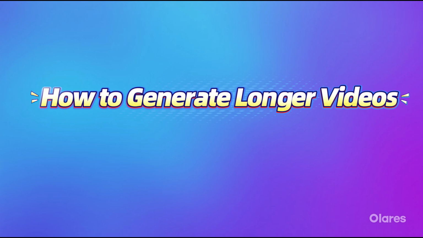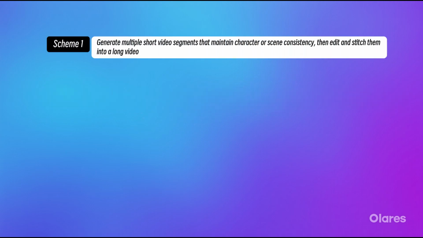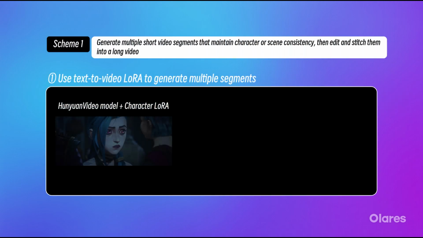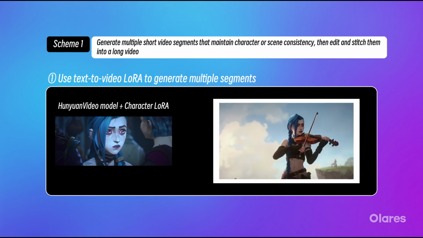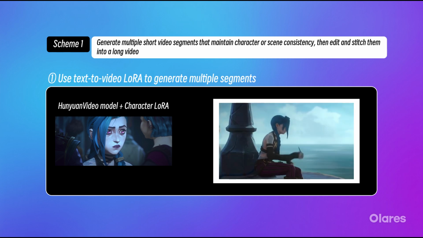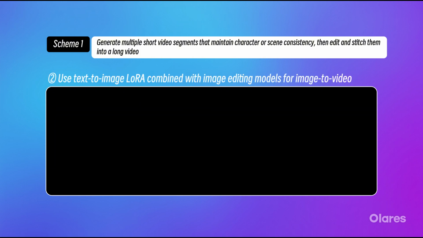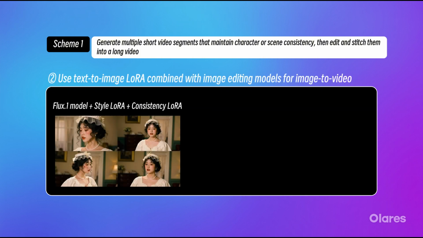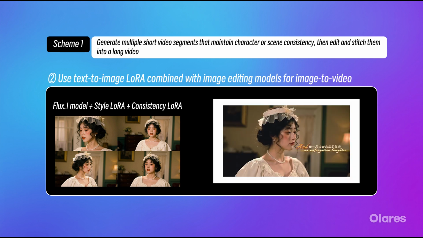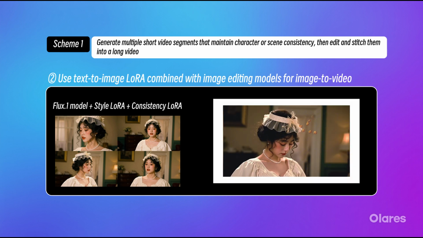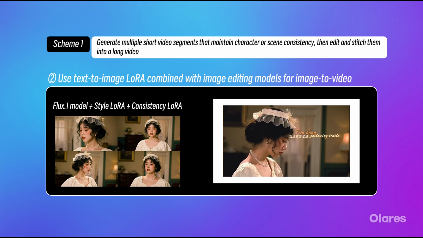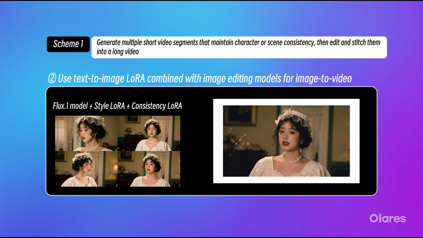Generally, there are two solutions. The first approach is to generate multiple short clips that maintain character or scene consistency, and then edit and stitch these clips together to form a complex long video. Consistent short clips like these can be created with text-to-video models, or by combining text-to-image models and image editing models with image-to-video pipelines. I have used this method to make a complete music MV.